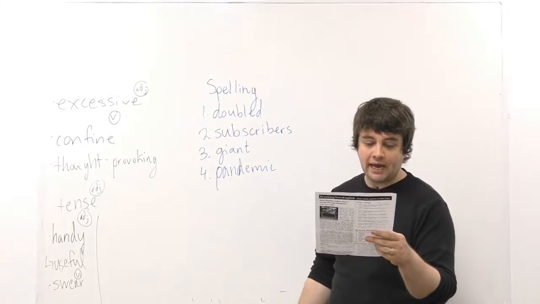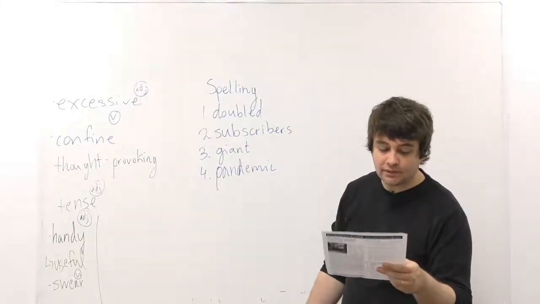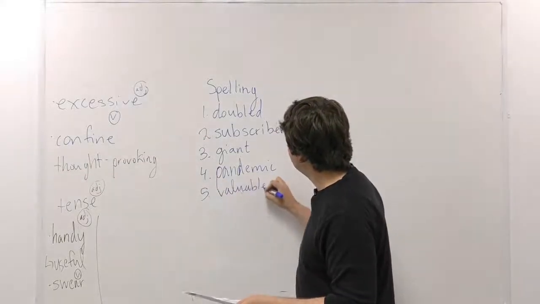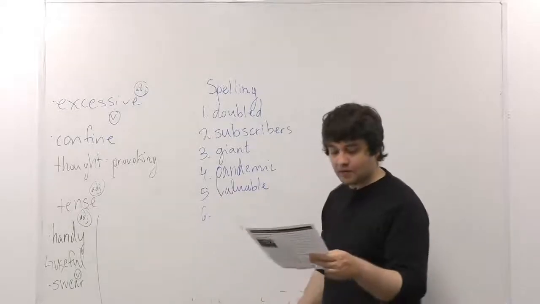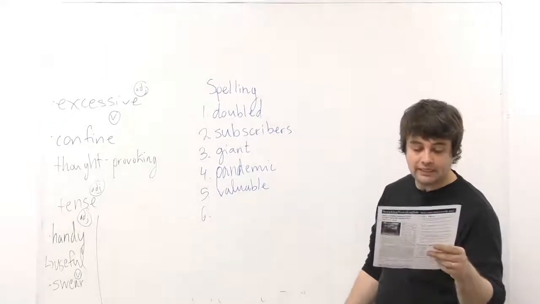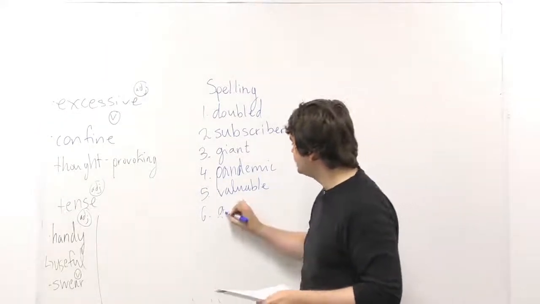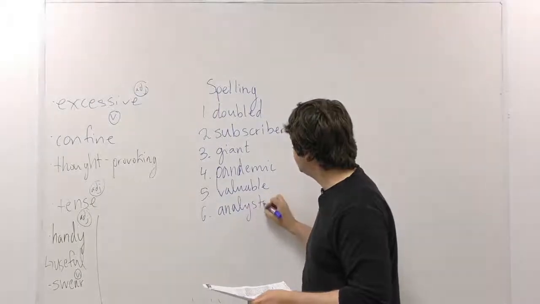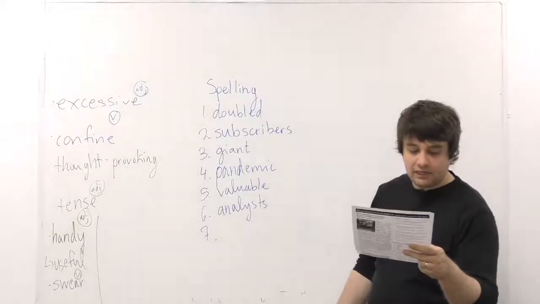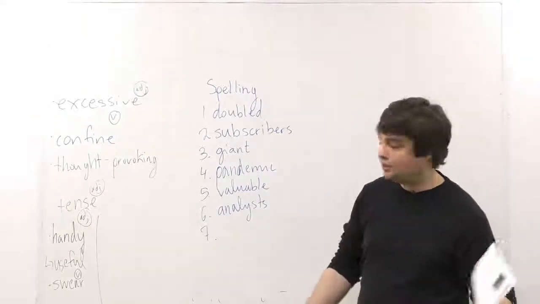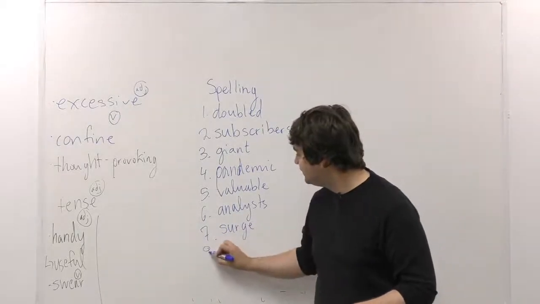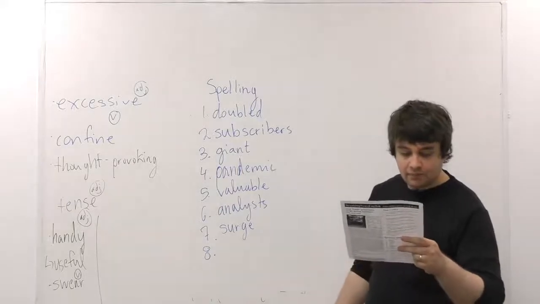Okay, the world's most valuable companies. Of course, this one is valuable. Valuable companies. So that one is pretty easy to spot. Number 6, financial analysts. What is it? Analysts, right? Analysts. Okay, 7. What do we got? The something in membership. Okay, sudden big increase. Of course, we're talking about surge. Okay, good.